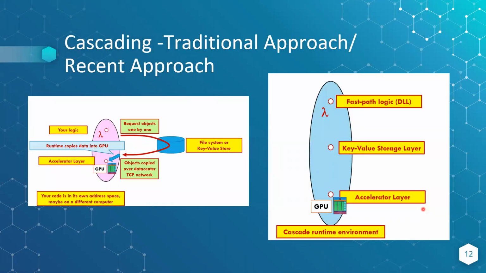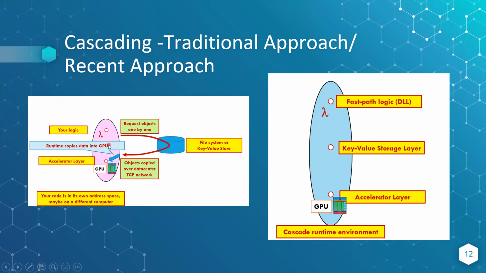So let's start with the concept of cascading. What is cascading? Cascading is basically a concept of extensible services; it behaves as a customized and extensible service. We can contrast it between the old approach and the new approach.